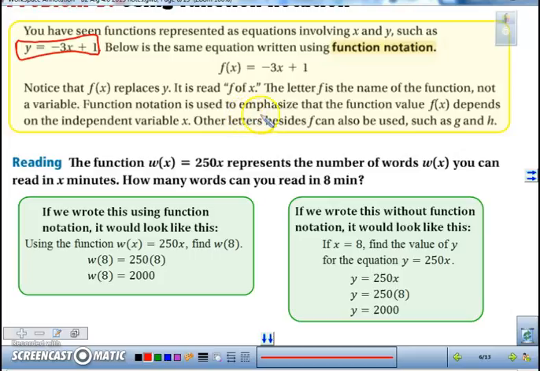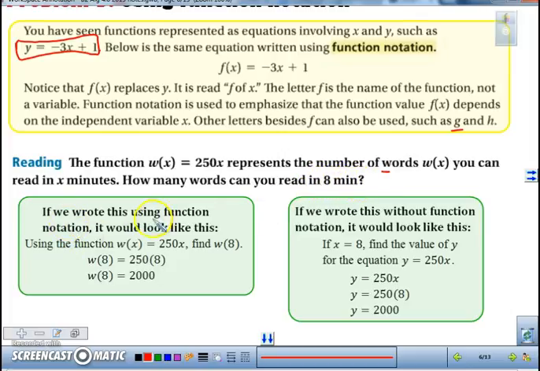Function notation emphasizes that the function value depends on the independent value of x. So x is still independent, y is our dependent. Besides f, they can use other letters, g, h, and you're going to notice down here as we read this question, they use w. It says if w of x equals 250x, it represents the number of words, so they use w for words, that you can read in x minutes.